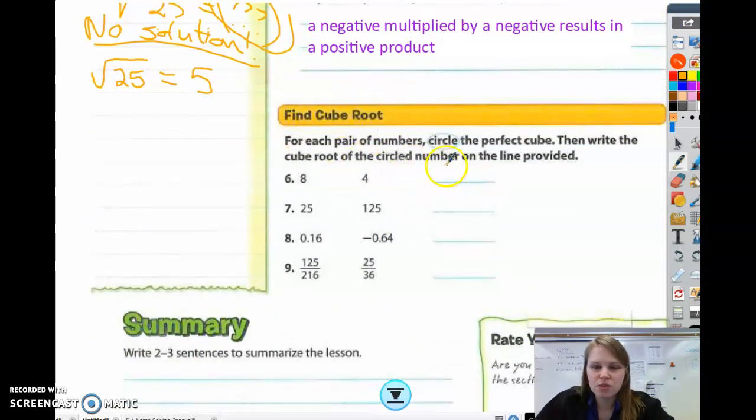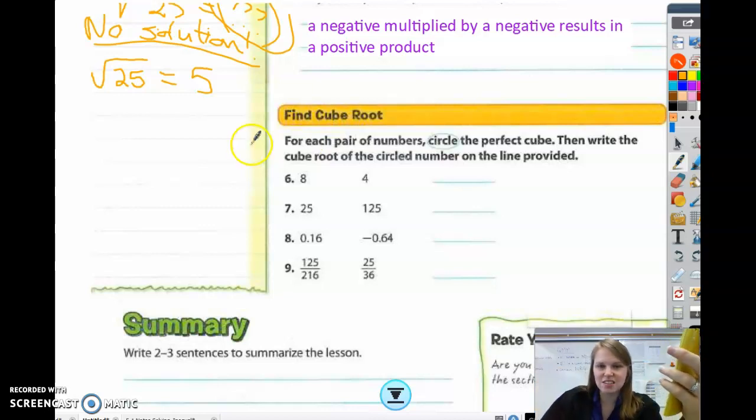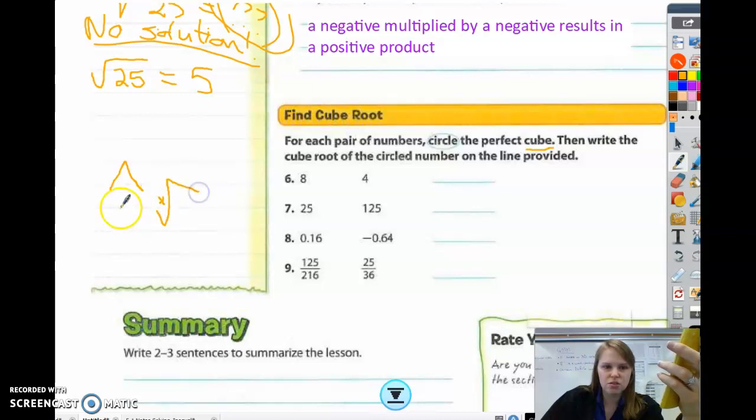So this says for each pair of numbers, circle the perfect cube, then write the cube root on the line. Okay, so we're going to do that with our calculator. I'm going to press the 3 first, because it's asking for cube root. Hit second, and then the caret button, which looks like this. That's going to give us the one that has the x and then this. So you're going to type in 3, second caret, and that'll give you the cube root.